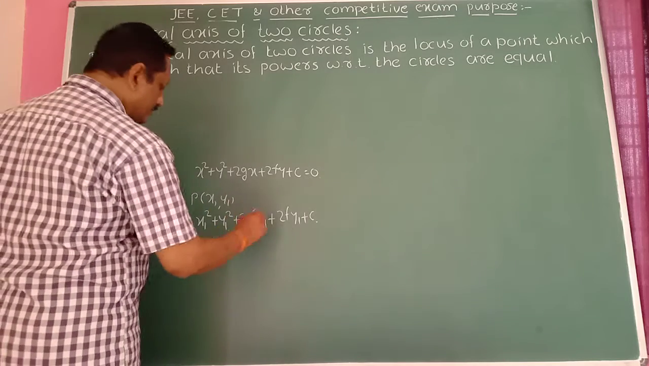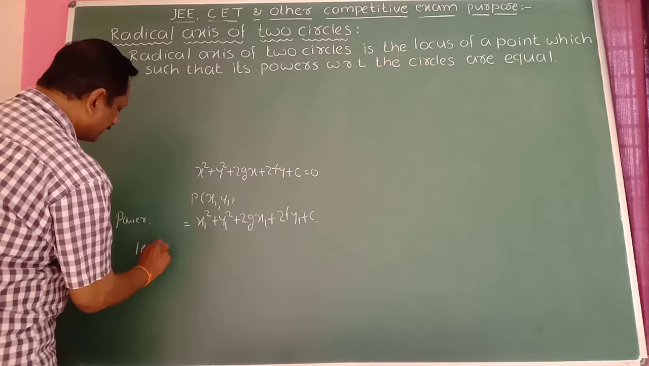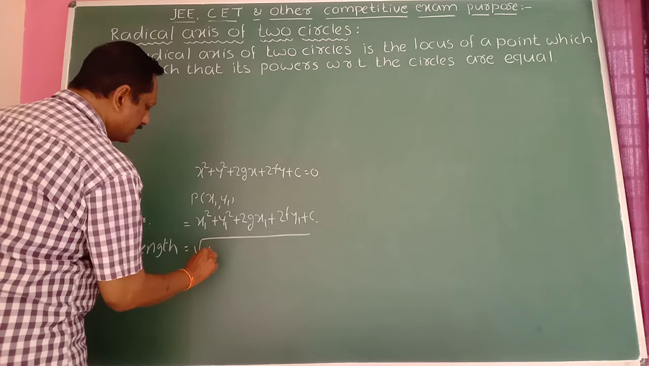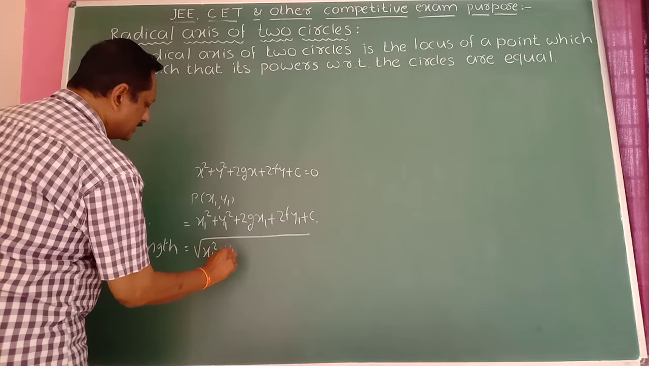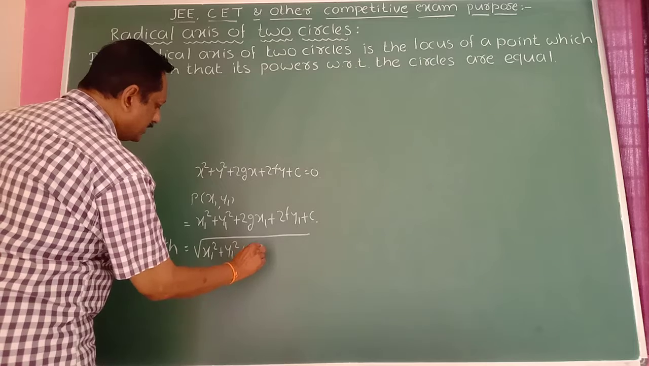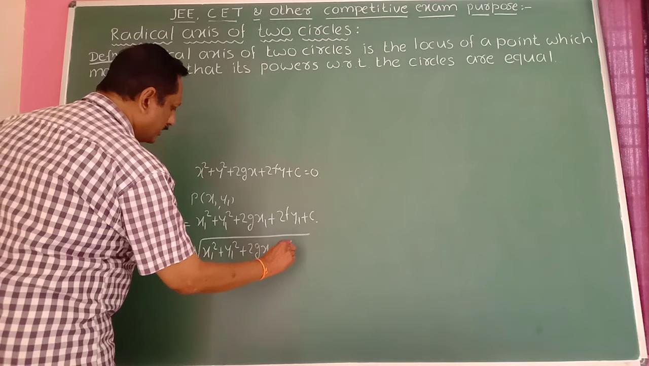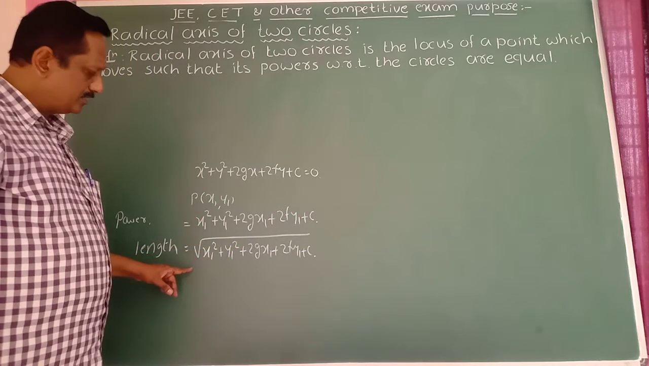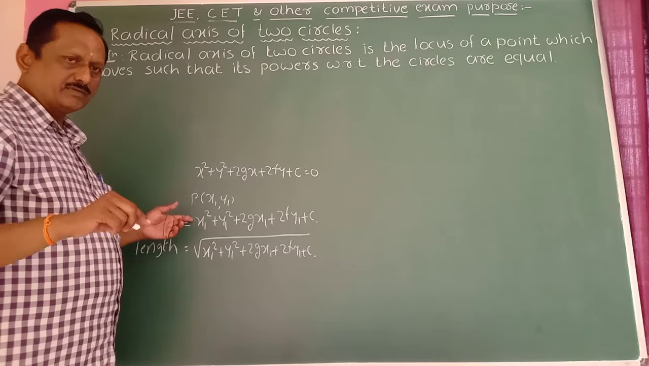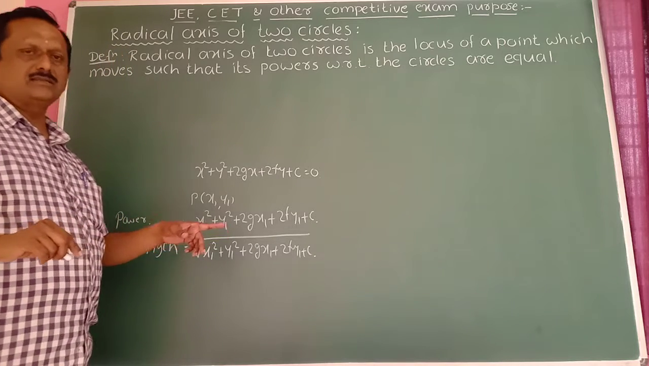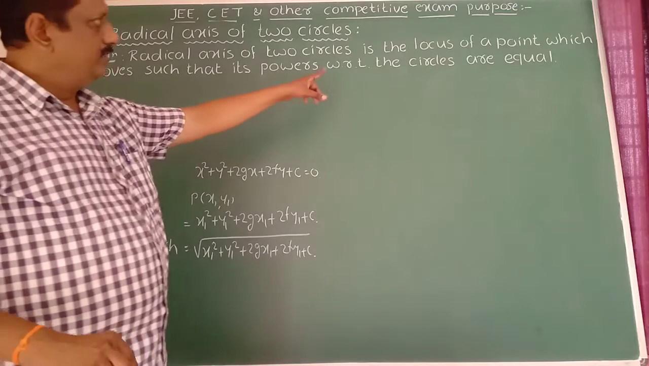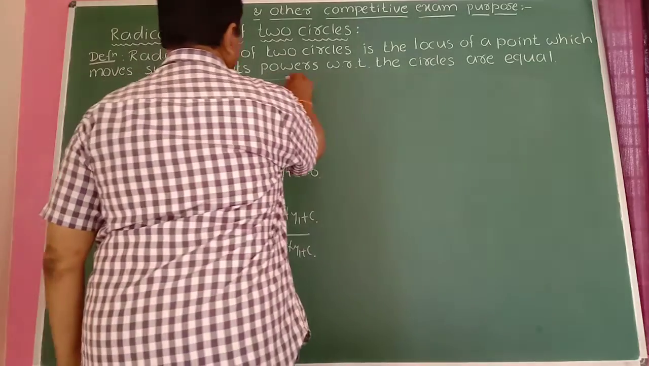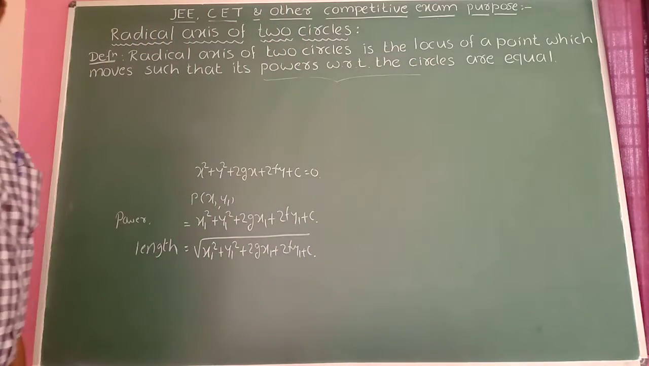Suppose if you take its square root, then that becomes the length of the tangent. So the length of the tangent is given by the root of x1 square plus y1 square plus 2g into x1 plus 2f into y1 plus c. Only difference here is the square root. If you remove the square root, it gives the power of the point. If you take the square root, that becomes the length of the tangent. Even here, instead of taking the power of the point with respect to the circle, you can use the length of the tangent also. The lengths of the tangents are equal here.